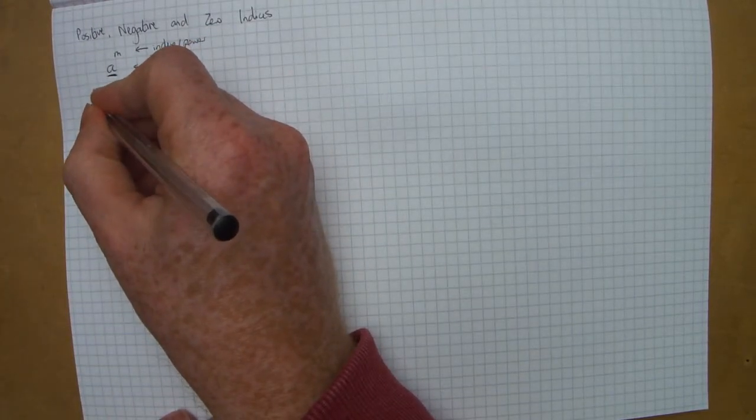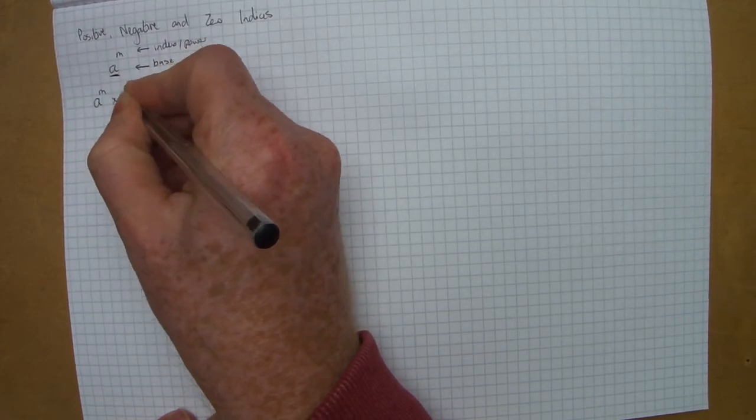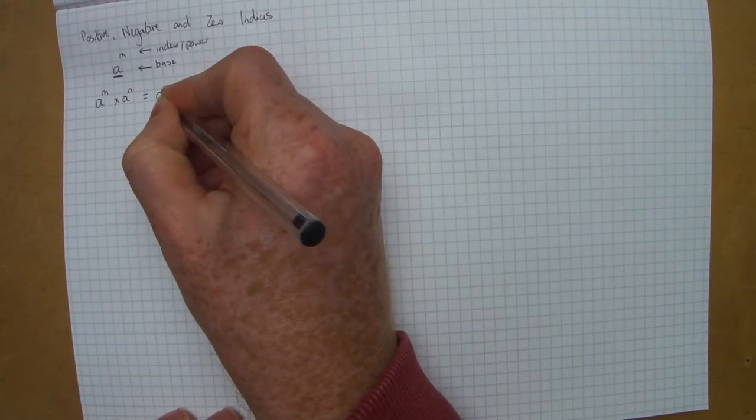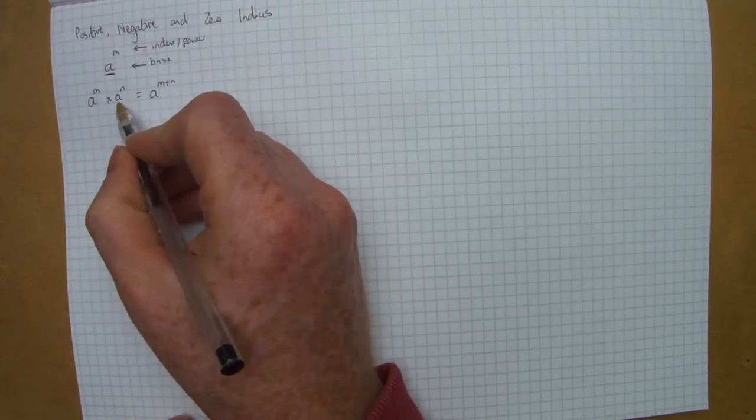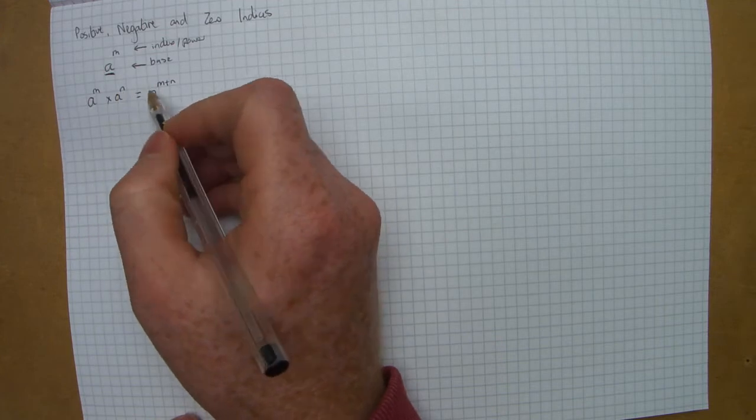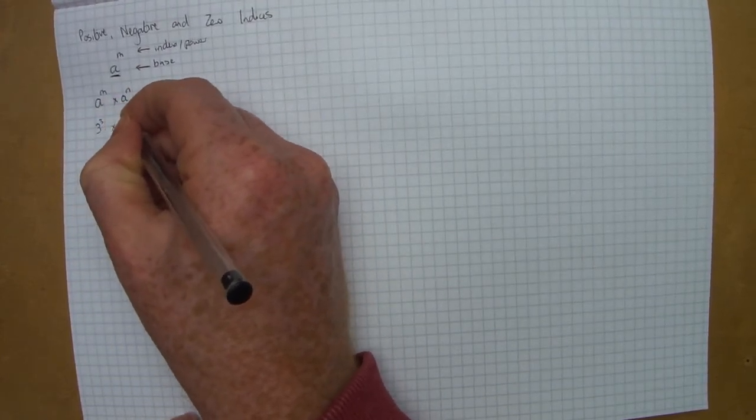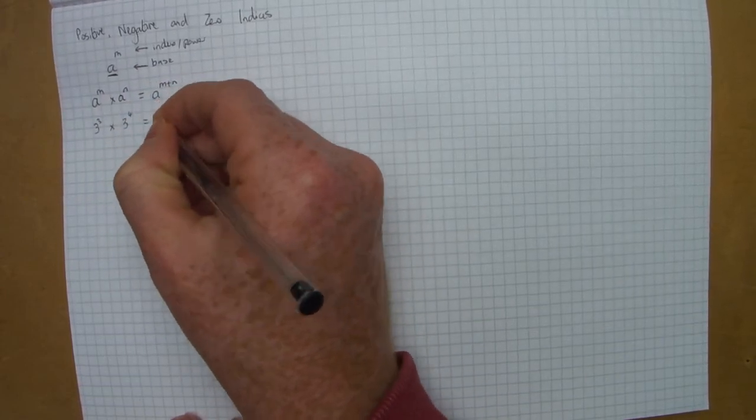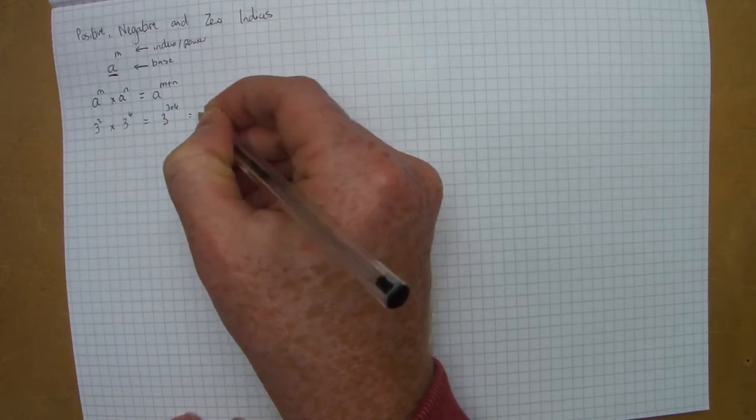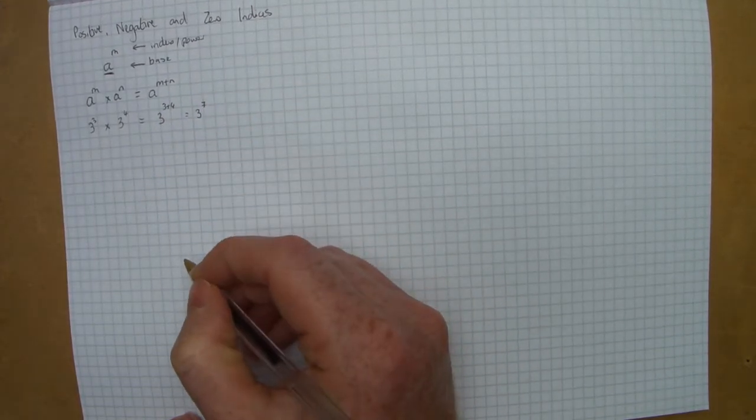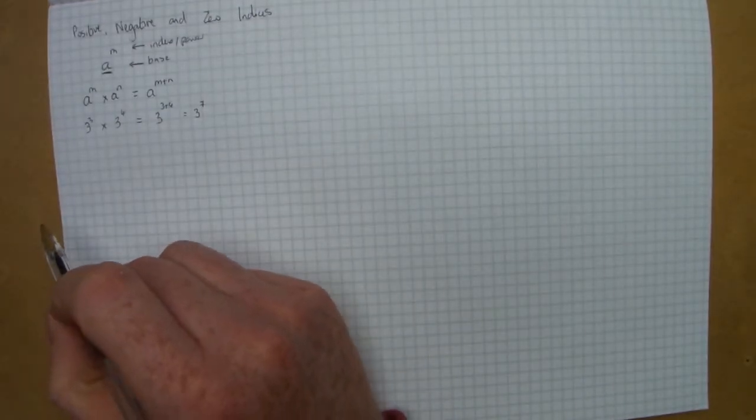So for multiplying, if we get a to the m multiplied by a to the n, that is a to the m plus n. So when the bases are the same and we're multiplying, we add the powers together. If we think of 3 cubed multiplied by 3 to the 4, that's going to give us 3 to the power of 3 plus 4, which is 3 to the power of 7. So we've just added the indices there to get that.